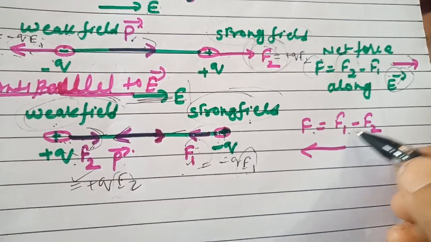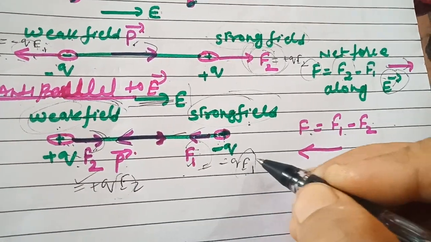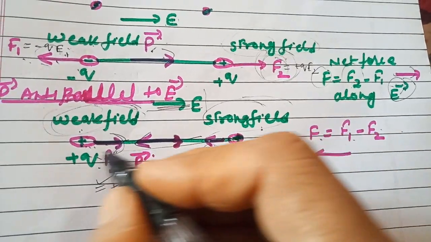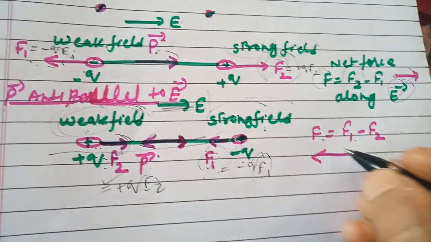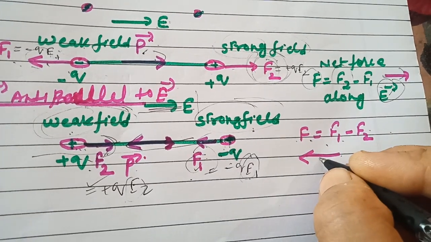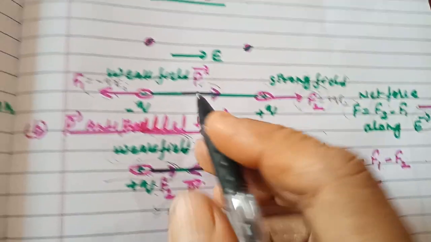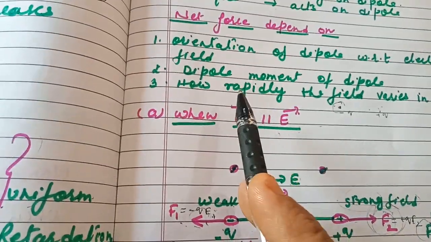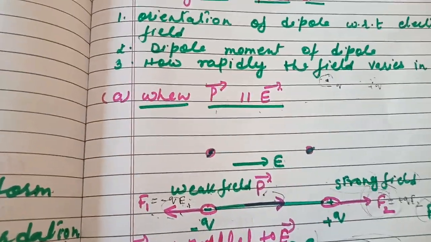So the net force F equals F1 minus F2. What is the direction of F1? It is opposite to the direction of the field. So this force acts in the direction opposite to the direction of the electric field. So this is the case of the dipole in a non-uniform electric field.